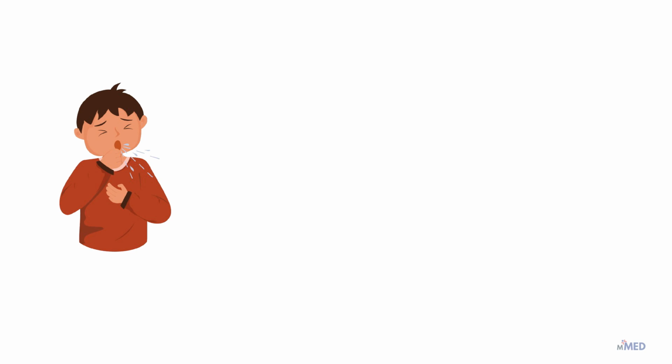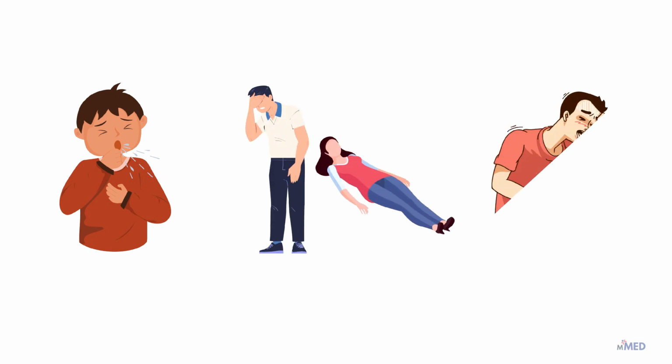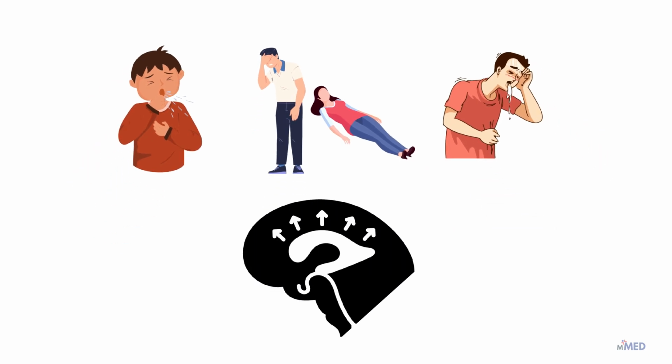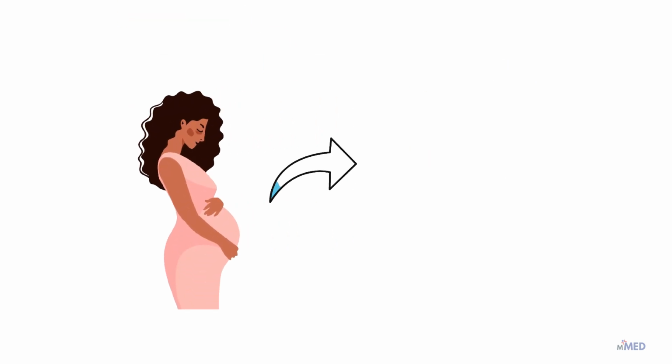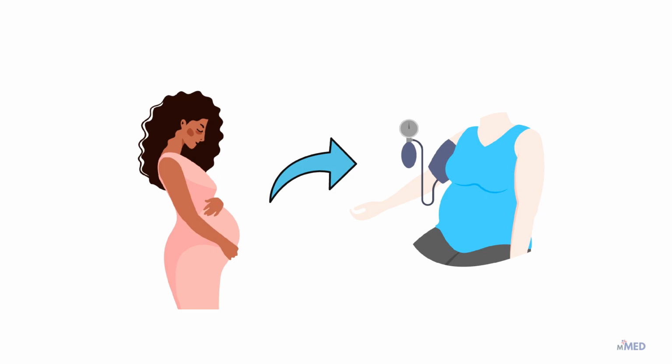A headache that's worse on coughing or straining, worse on standing, lying, or bending over, or causes vomiting is indicative of raised intracranial pressure. A headache that occurs during pregnancy may be indicative of preeclampsia.